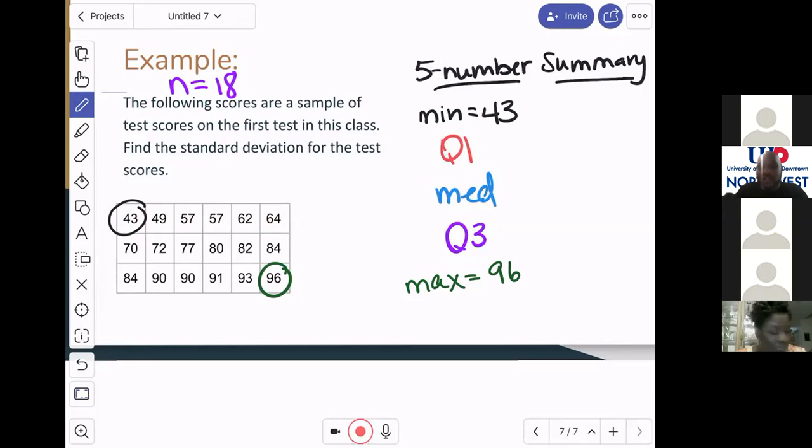18 divided by 2 is 9. So the first median occurs at 9. 1, 2, 3, 4, 5, 6, 7, 8. Here's your first median, the 9th value. The other median occurs right behind it. So to find the median, all I do is 77 plus 80 and divide by 2.